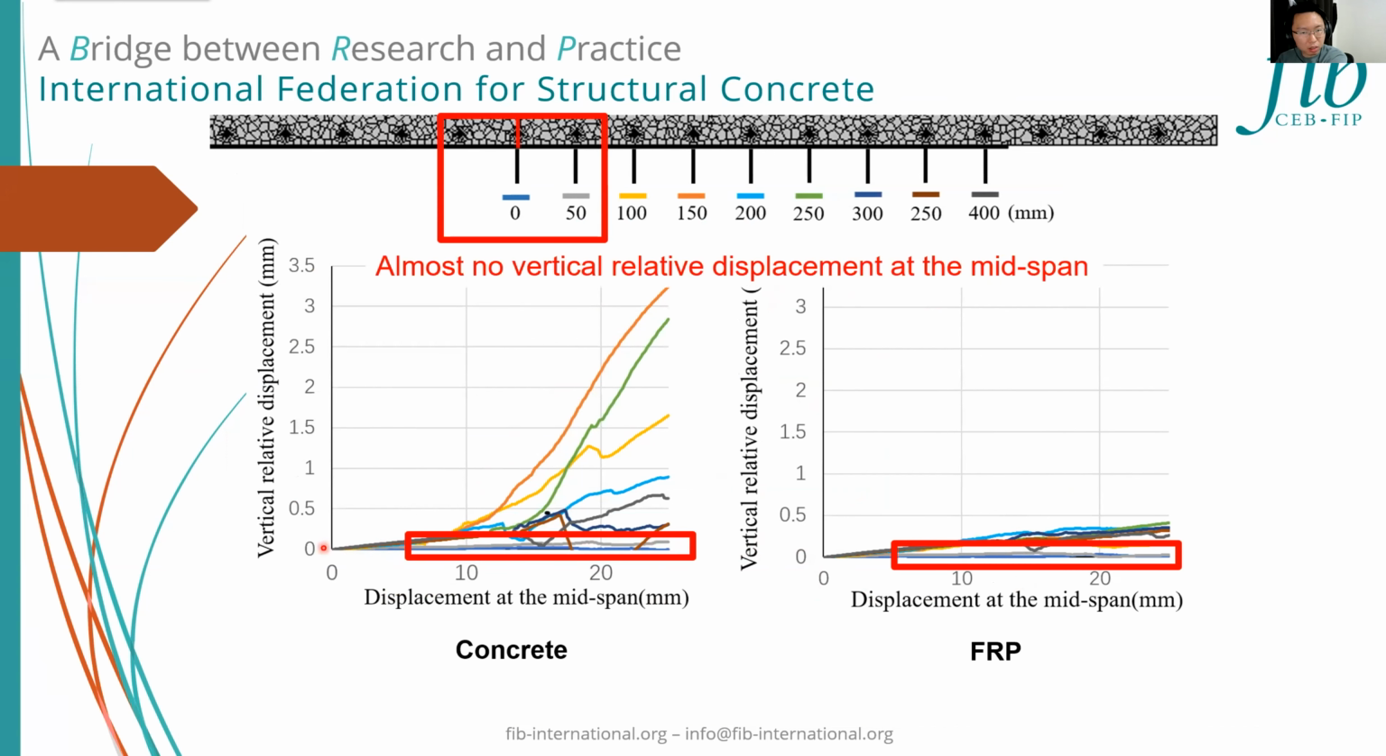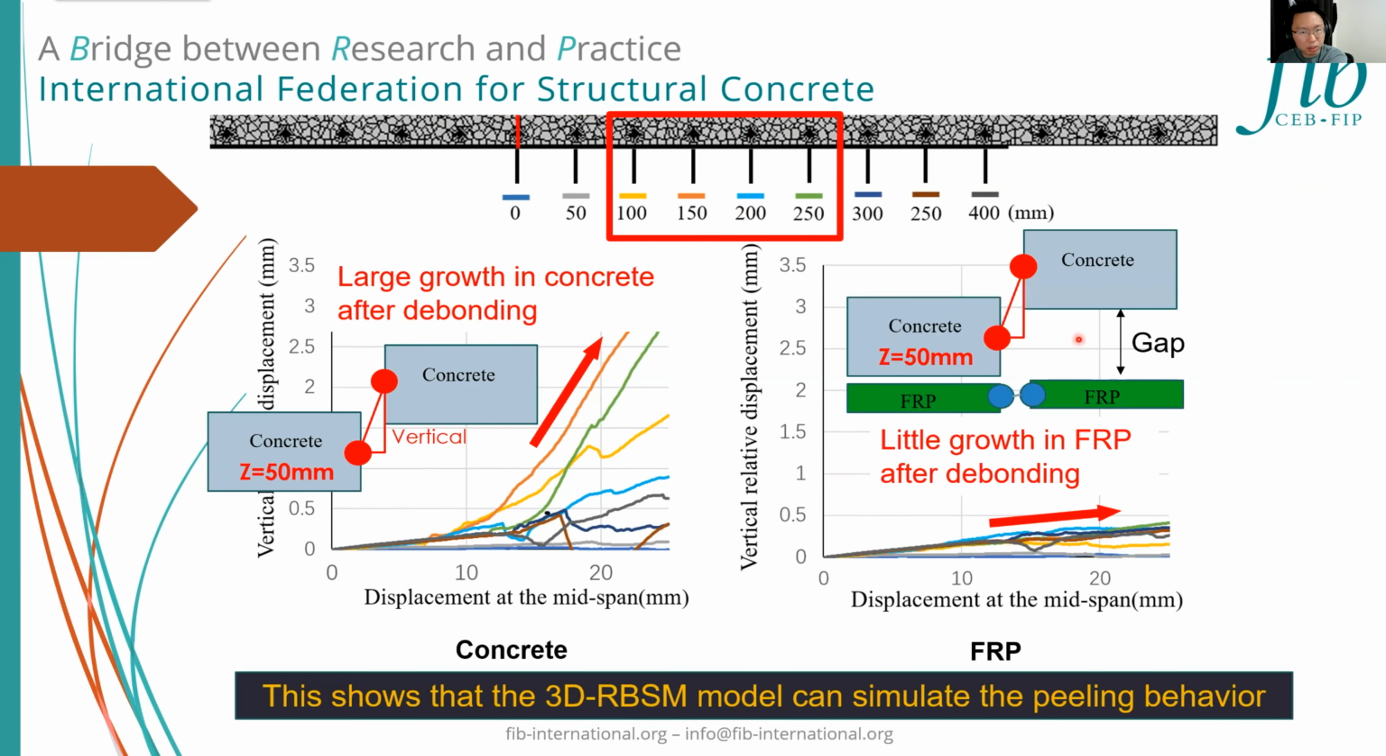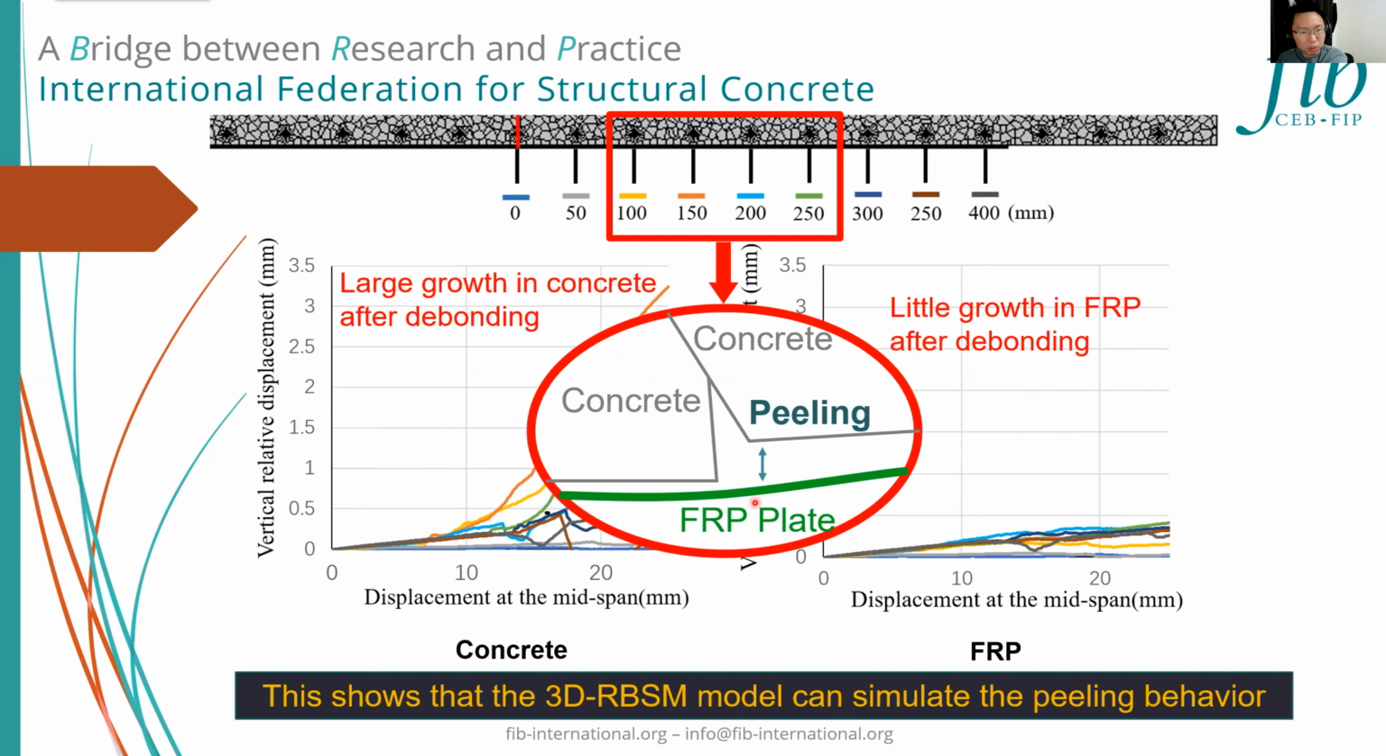It can be found that there is almost no vertical relative displacement of the adjacent element at the midspan. And vertical displacement increased largely in concrete after debonding near 150 millimeters from the midspan. It means that shear sliding locally happened here. However, little growth in FRP after debonding in the same place showed that there must be a gap between FRP and the concrete. That means peeling can happen in the interface between FRP and concrete. The local behavior in the beam is not the same as the simple pull-off test. Our RBS model can directly model this phenomenon.